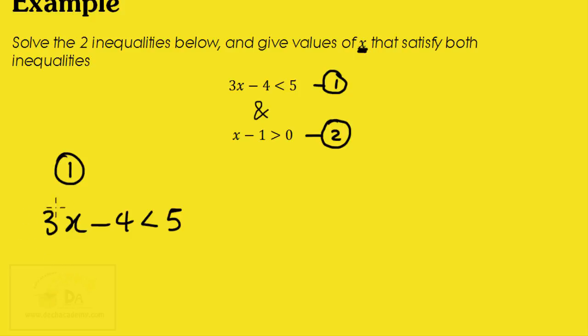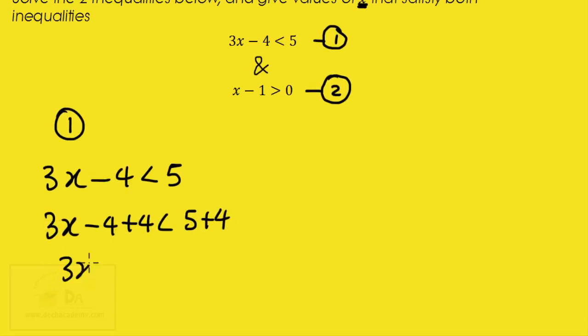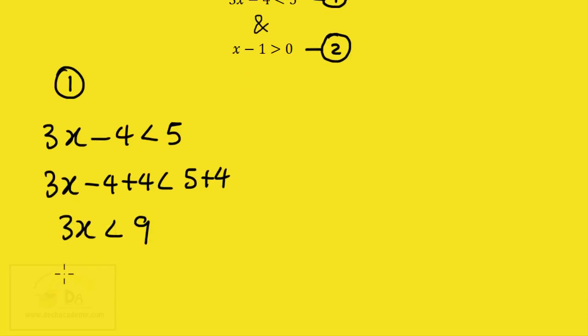So we can just have the term involving x, 3x. This gives 3x minus 4 plus 4 is less than 5 plus 4. So we added 4 to both sides. This gives 3x is less than 9. Dividing through by 3 gives x is less than 3. So this is the solution to the first inequality. x takes values less than 3.